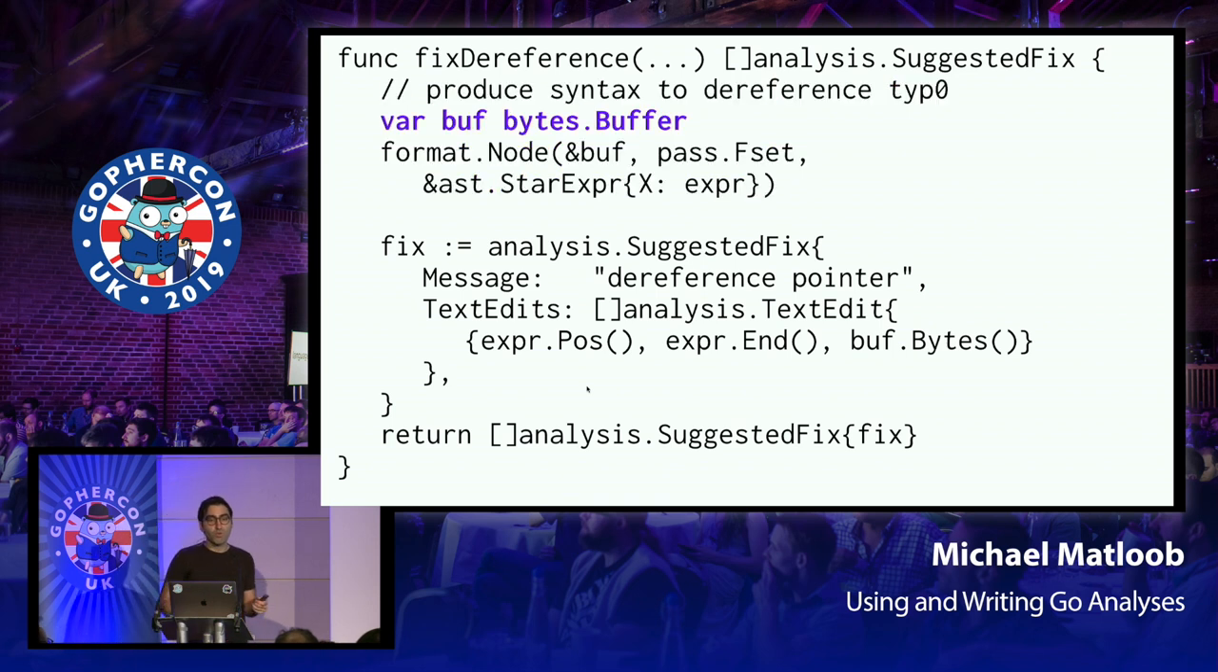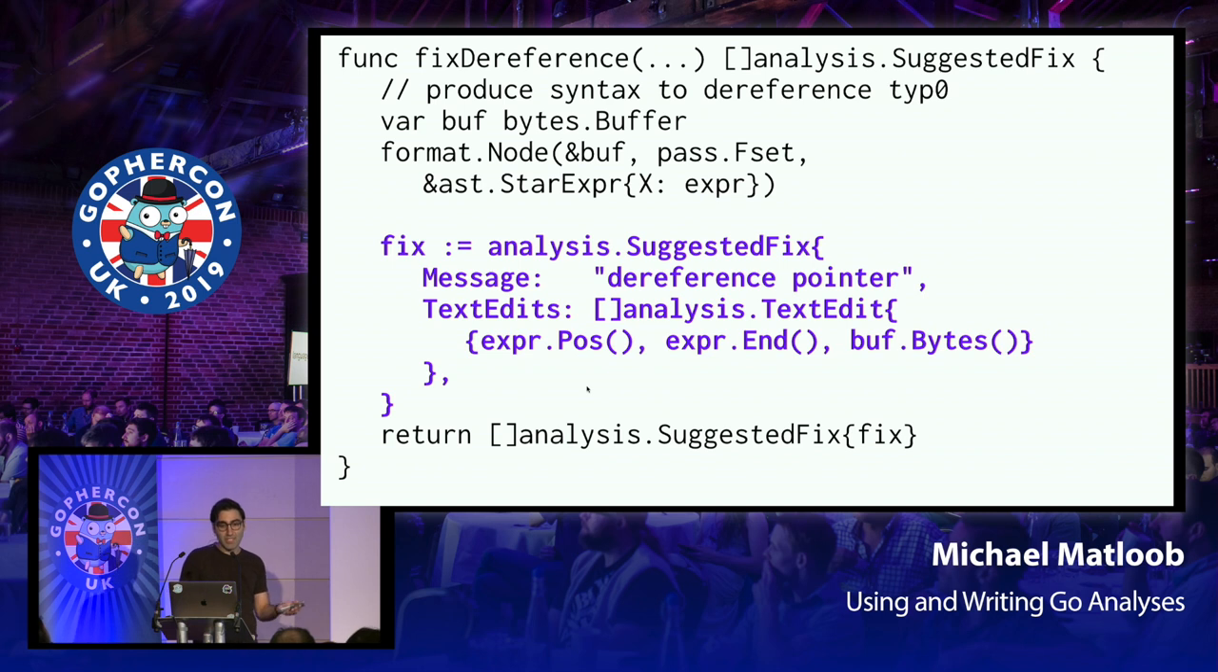So we're going to put our fix in this buffer because that's what our function needs, and we'll call format.node that basically generates the string code from the syntax that we have. And we'll generate the syntax to dereference it. We're basically using the star expression, which is pretty much what it says. We just add a star to the beginning of it. It'll add the right parentheses everywhere, so we don't need to worry about that.